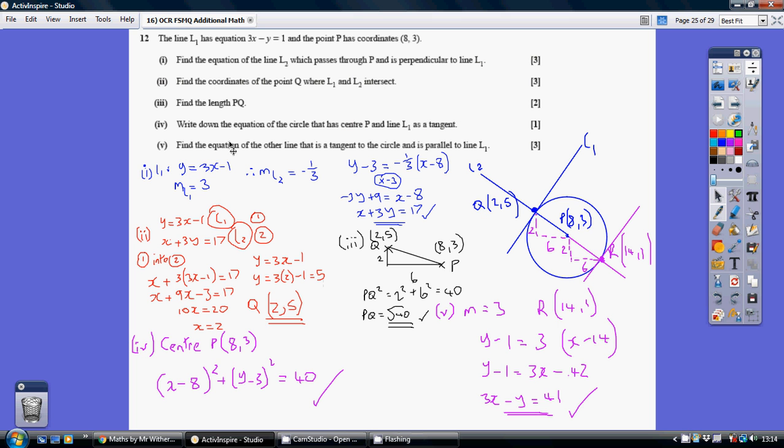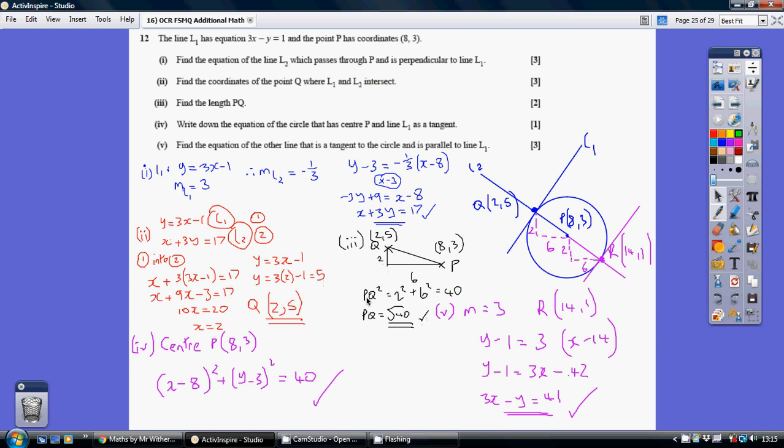Now for part 3, I've got to find the length of PQ. A quick sketch just to help us gather our thoughts. Q is at (2, 5), P is at (8, 3). Just using Pythagoras, the x length is from 2 to 8, which is 6, and the y length is from 3 to 5, which is 2. So PQ squared equals 2 squared plus 6 squared, which is 40. So PQ is the square root of 40.